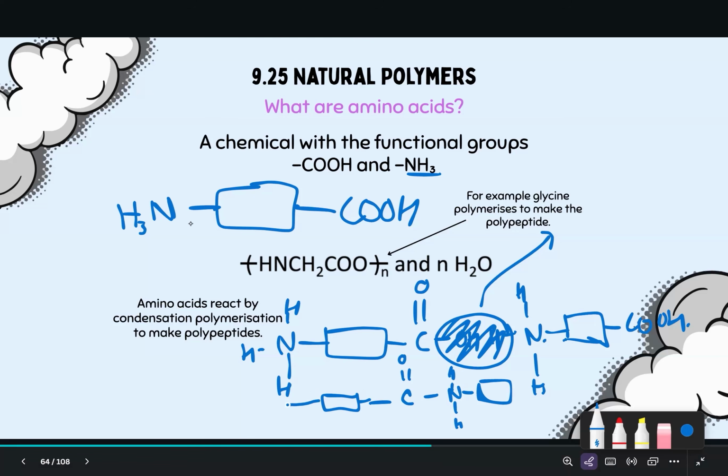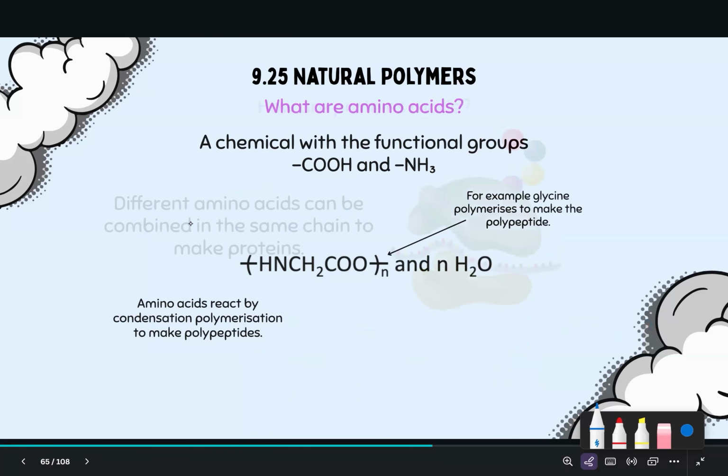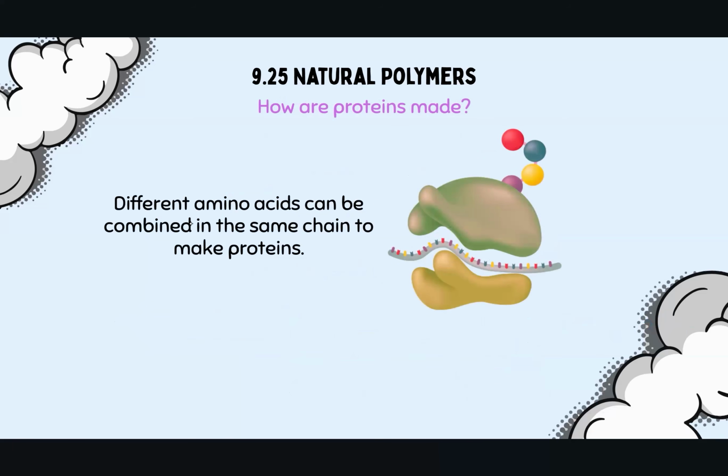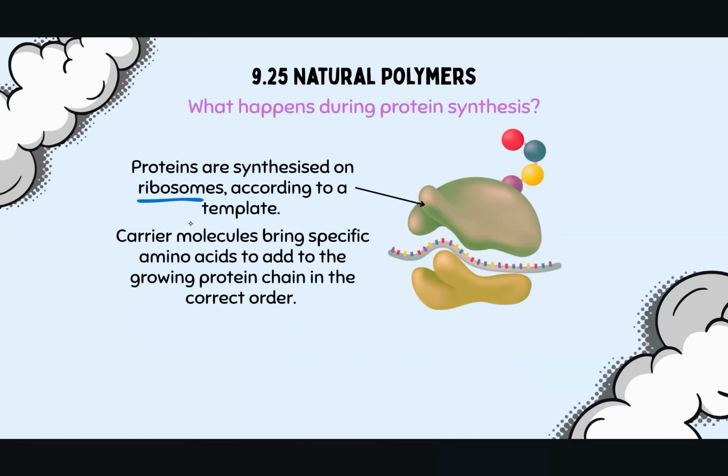And if you make enough of these peptide bonds, you make a protein. So different amino acids can be combined in the same chain to make proteins. Proteins are synthesized in the ribosome. So we know this from topic 3.8, from paper 1 biology, according to a template. So a carrier molecule brings specific amino acids. So again, we know triplet coding, three bases, then the carrier molecule brings an amino acid based on the triplet coding to add to a growing protein chain in the correct order. So it then adds another amino acid to make a polypeptide.